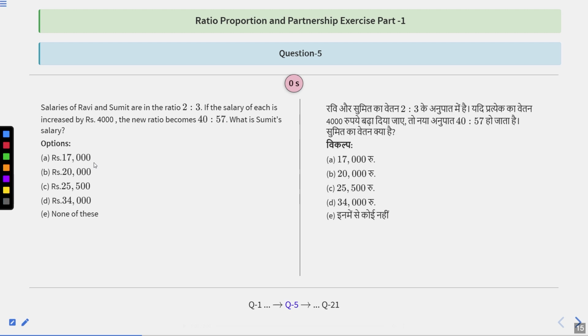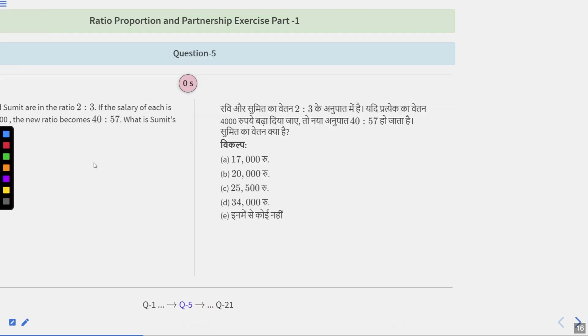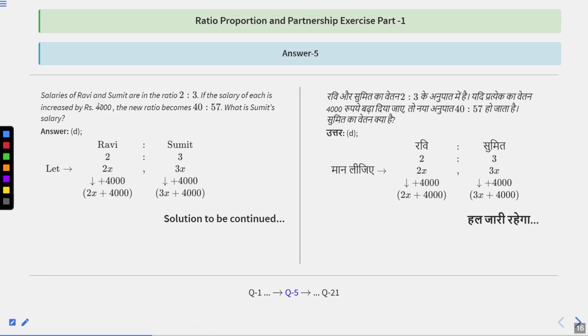Now time's up. First we'll interpret the question, then we see the solution. Question says that Ravi and Sumit's salaries are in ratio 2:3. So first we write it 2:3. Now the question says that if the salary of each is increased by 4,000, so we take a variable: the ratio will become 2x and 3x. When we add 4,000, it is 2x plus 4,000 and 3x plus 4,000, and our new ratio becomes 40:57.